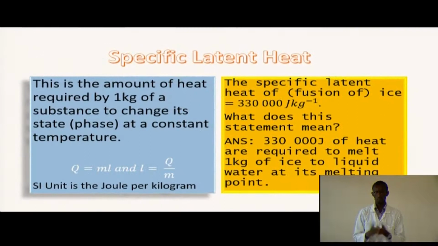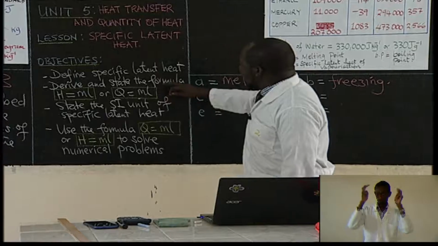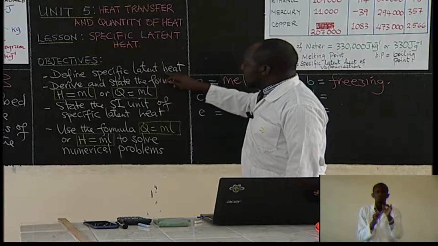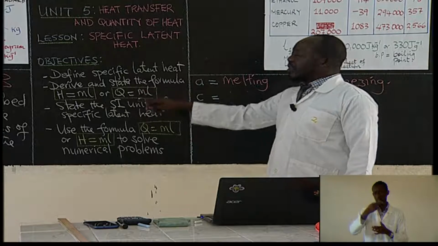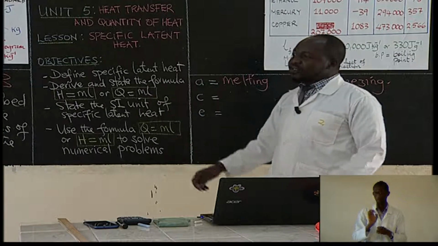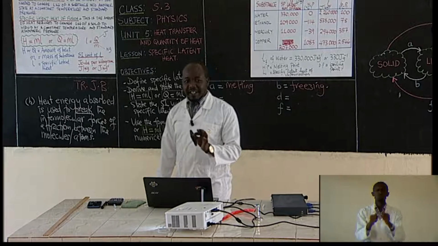Now, as I told you, the main objectives of this lesson are to define specific latent heat. We also want to derive and state the formula H equals mL. So let's go straight to defining specific latent heat.